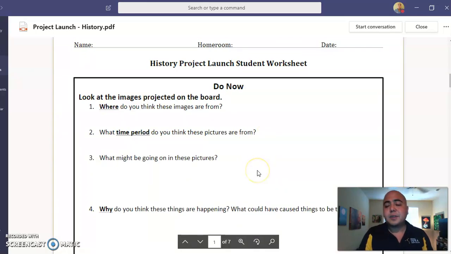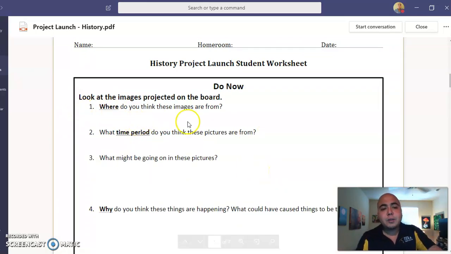All right, first question, and I'm going to emphasize components of them. Where do you think this image was from? Now notice this is in where. It's a location, a setting. Question 2. What time period do you think these pictures are from? So that means, do you think this is in the 20s, the 30s, 40s, and so on? 3. What might be going on in these pictures?